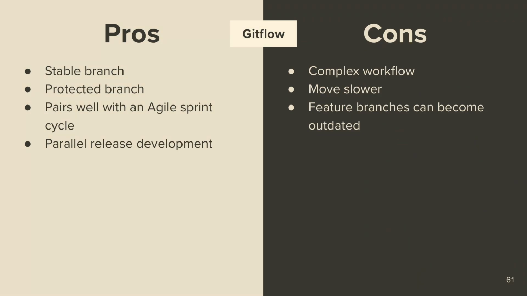So what are the pros and cons of Git flow? You have the concept of a stable branch. Especially with security concerns, you can make the main branch a protected branch in things like GitLab and GitHub. So you can say none of the developers should be able to make commits on this branch. They should only be able to make merge requests to this branch. And it pairs well with agile sprint cycles, with the release process.